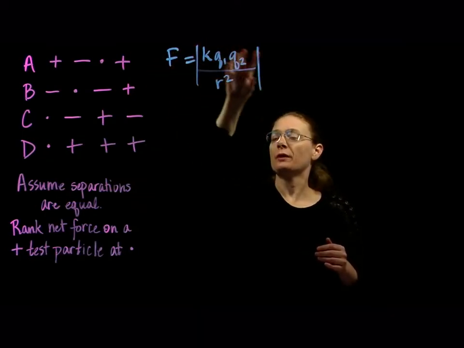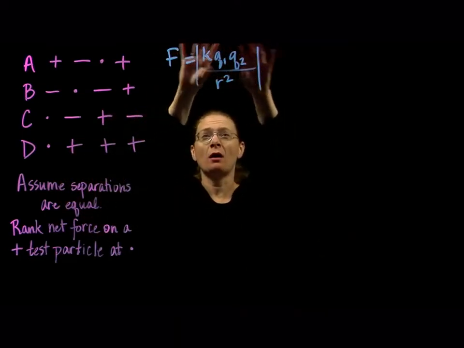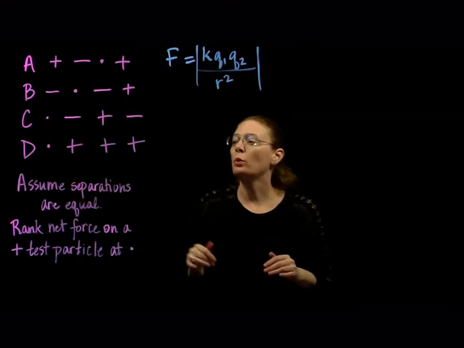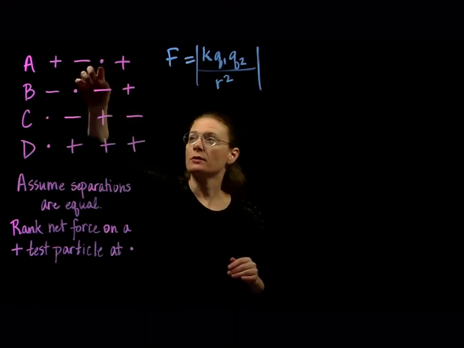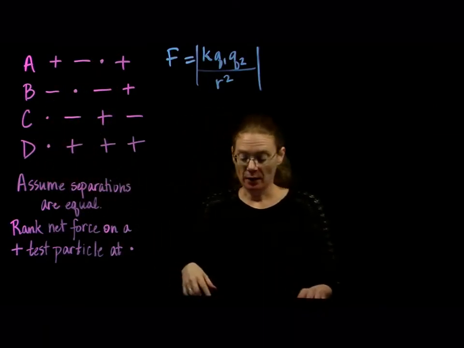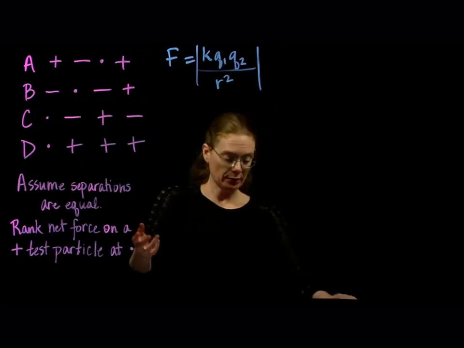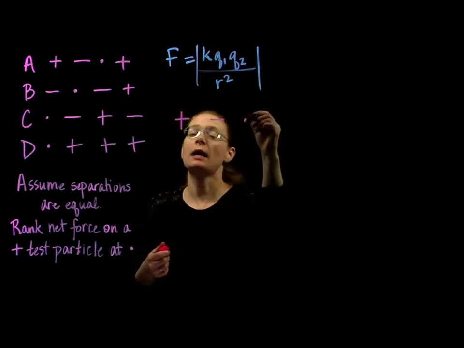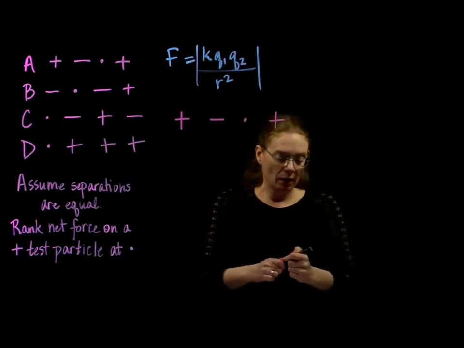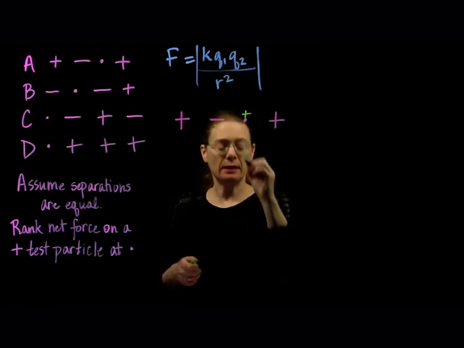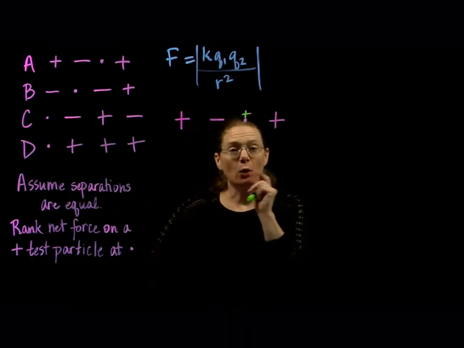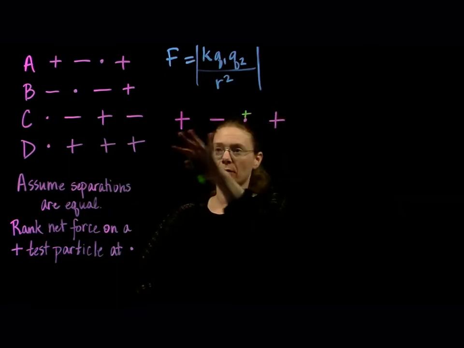So here, we've got this situation where all of our charges are equal and the distance between each of these things is also equal. We want to know what is the total force on a positive test particle placed at the dot. So we're going to run through number 1. We'll start with A. In A, we have a positive, a negative, here's our dot, and a positive. And we're imagining that we're putting a tiny positive test charge at that spot. We want to know what this would feel from the other charges around.